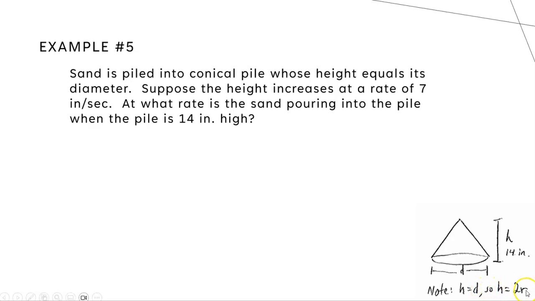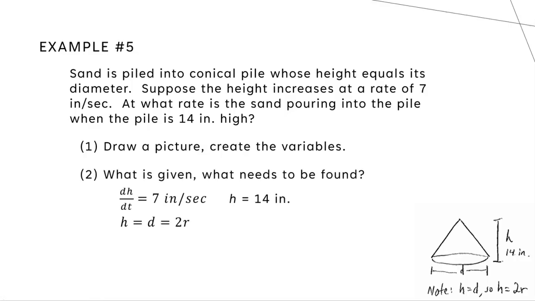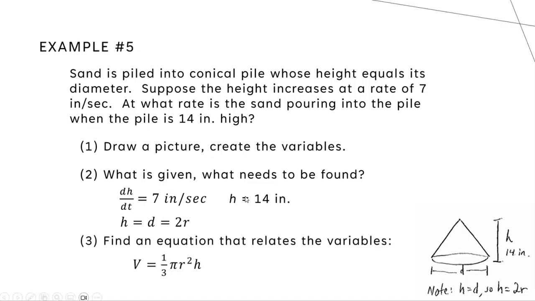So that means that the height is the same as twice the radius, by the way. So we drew a picture, we got h and we got r. Figure out what's given. The height increases at a rate of 7 inches per second, so that's dh/dt, 7 inches per second. At this moment, height is 14 inches, and we know also that h is equal to 2r. How can we relate dh/dt? And what we want to find, which is the rate of change the sand is pouring into the pile, we'll call that dV/dt. So does volume and height relate to each other in a cone?